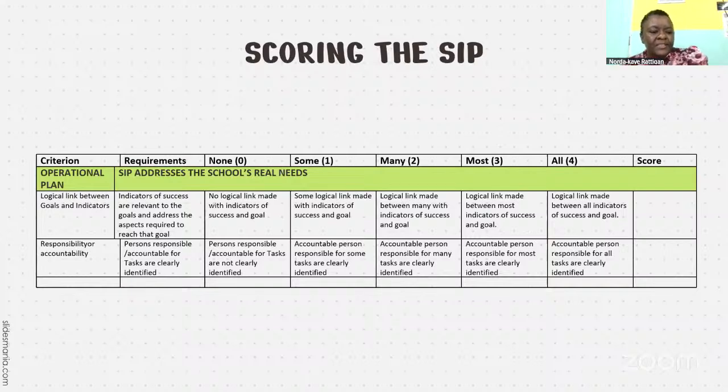And the last part, how do you link the goals and the indicators? The indicators of success are relevant to the goals and address the aspects required to reach that goal. Responsibility and accountability. These are very, very important parts of your SIP. Who is accountable? Who is responsible?